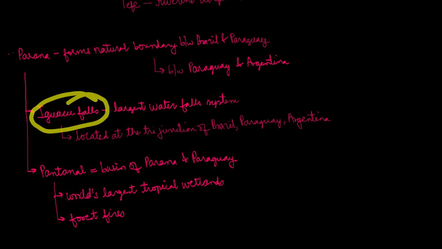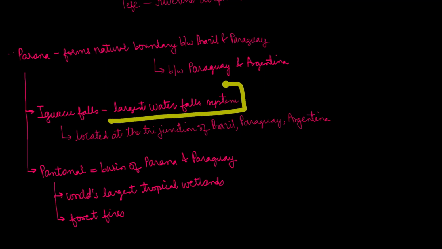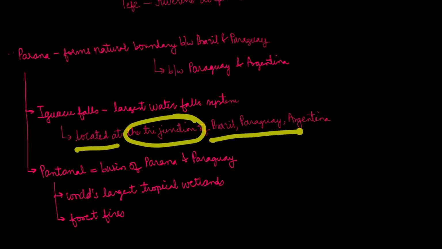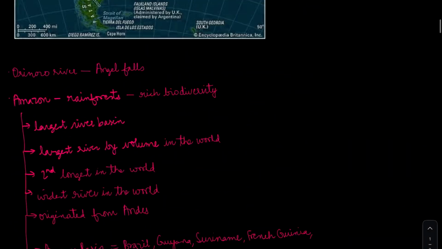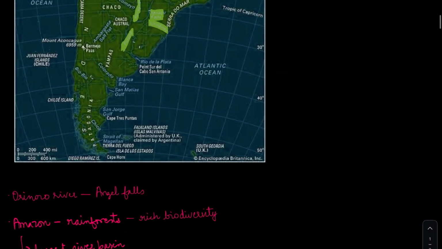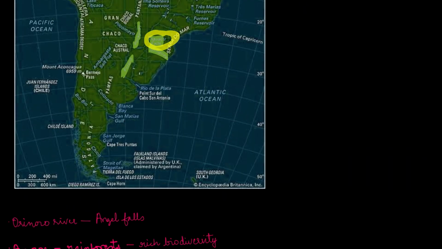Iguazu Falls are in this Parana River, and the Iguazu Falls are the largest waterfall system. It is located at the tri-junction of Brazil, Paraguay, and Argentina. So this right here is the Iguazu Falls, located in the tri-junction of Brazil, Paraguay, and Argentina.